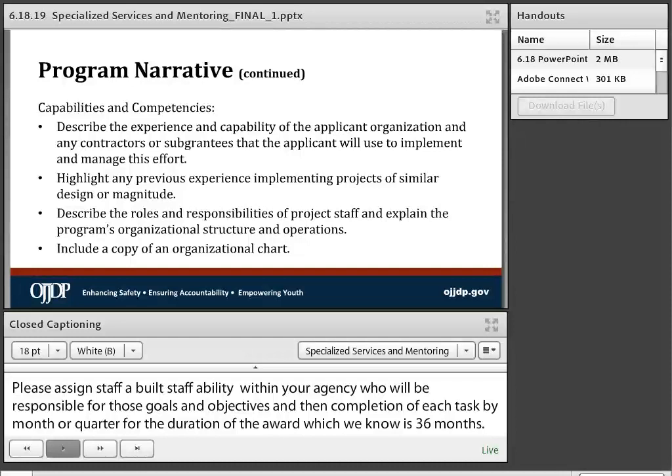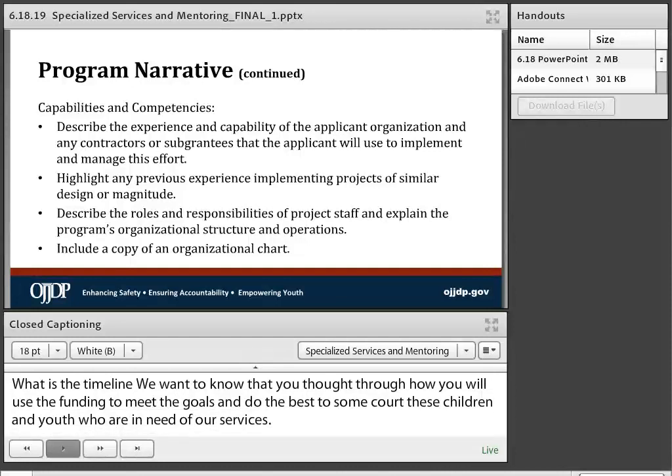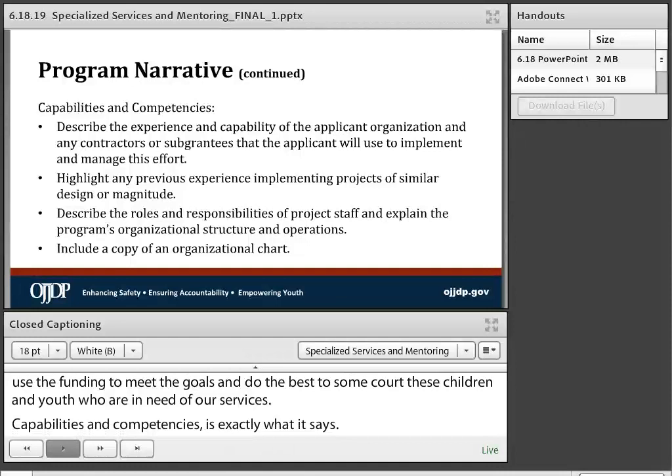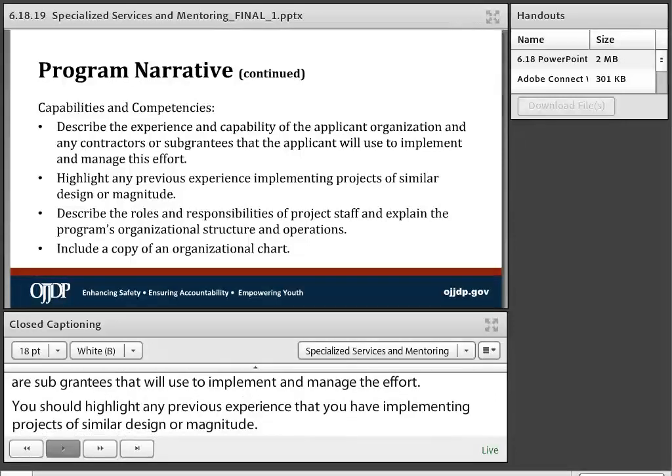Capabilities and competencies, not easy to say, but is exactly what it says: to describe the experience and the capability of the applicant, and any contractors or subgrantees that will be used to implement and manage this effort and its associated federal funding. You should highlight any previous experience that you have implementing projects of similar design or magnitude. You should highlight your experience, capability, and capacity to manage subawards if you are using subawards.